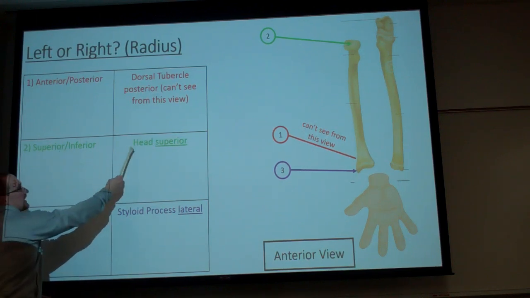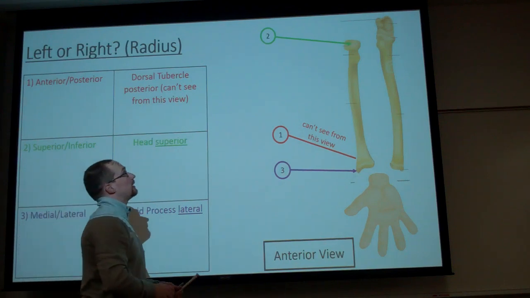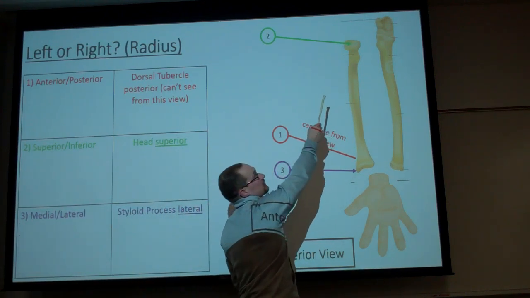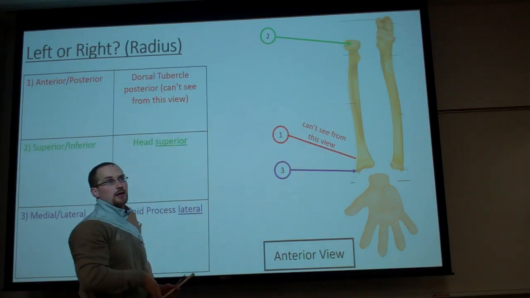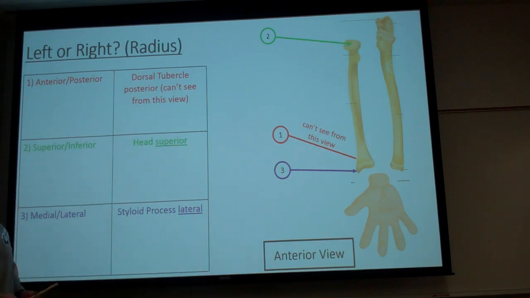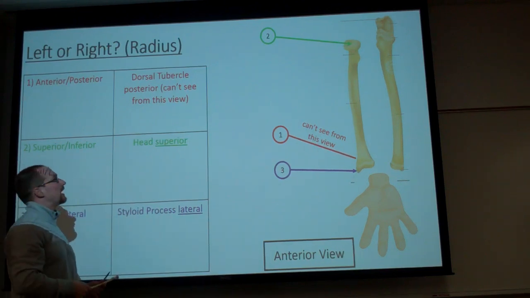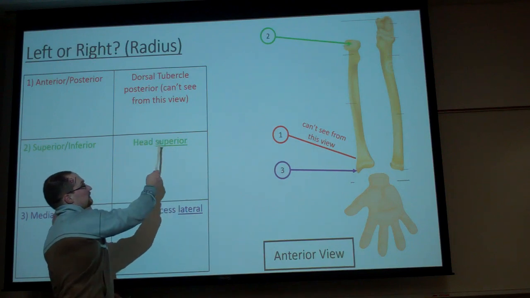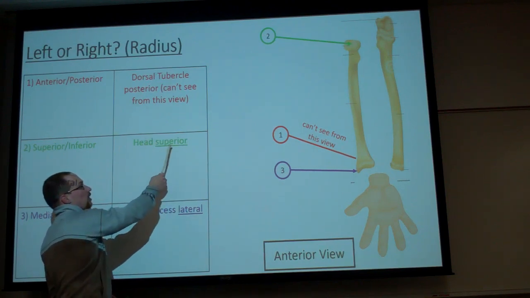We know that our radius head is superior. So we look at the top in green, it looks like a top hat. Back in the 1920s, they had the canes, the dancing going on. So the top hat, the head of our radius, is always going to be superior.